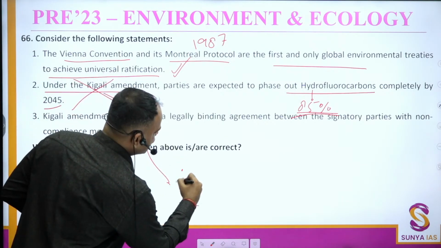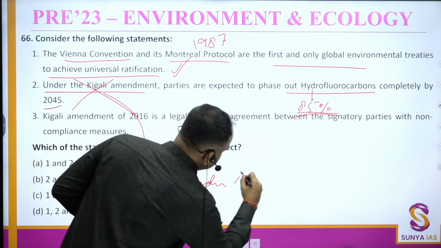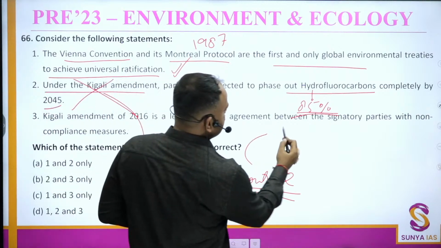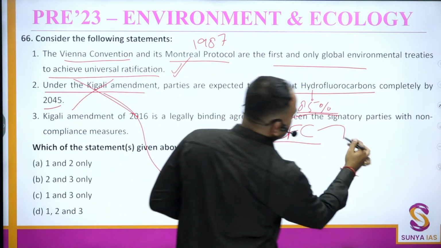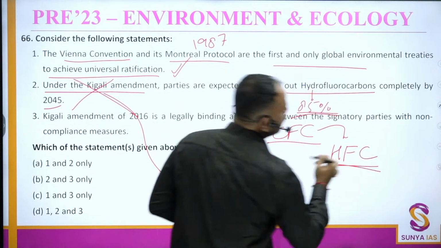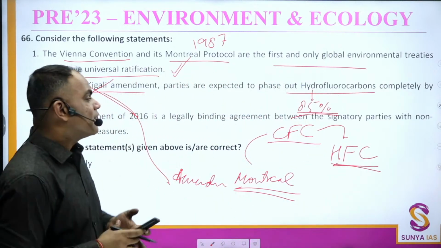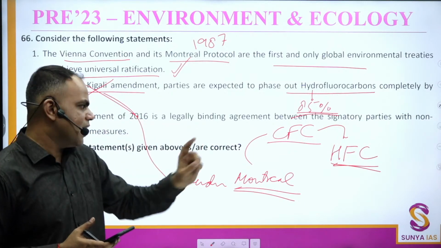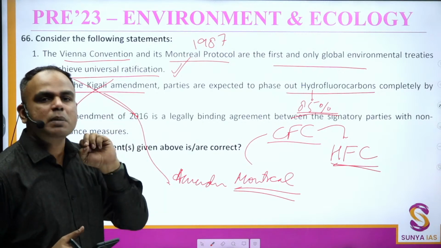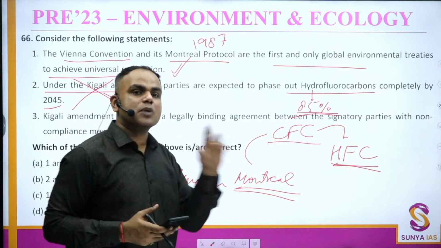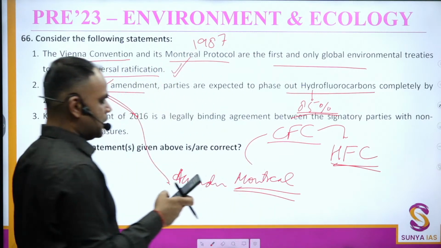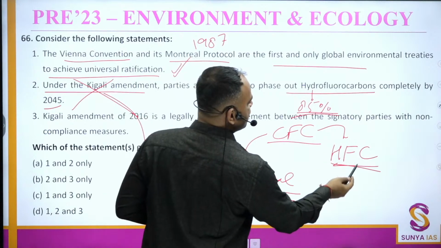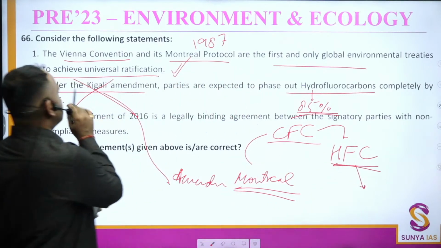So Kigali Amendment is actually an amendment to Montreal Protocol. In Montreal Protocol, what we had done, CFC, chlorofluorocarbons were replaced by HFC, hydrofluorocarbons, but we later found out that the hydrofluorocarbons, while not ozone depleting substances, lead to greenhouse gases. Okay, and the greenhouse effect. So because of this issue, HFCs were to be phased out under the Kigali Agreement.